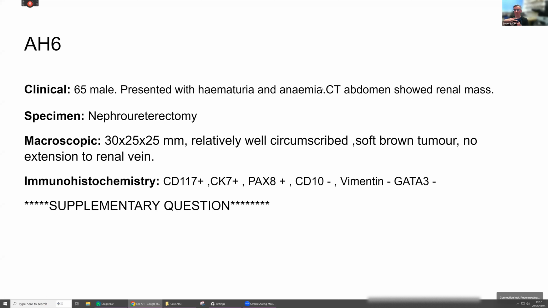Yeah, I suppose the question was about staging that particular slide. So the next one is quite an interesting case. The second supplementary question is an interesting one. What we're told is this is a 65-year-old male who presents with hematuria and anemia, and we have a 30 millimeter, so quite a small tumor in the kidney. Soft and brown, described macroscopically, and we're given a small panel of markers. So c-KIT is positive, CK7 is positive, and PAX8 and the rest are negative.